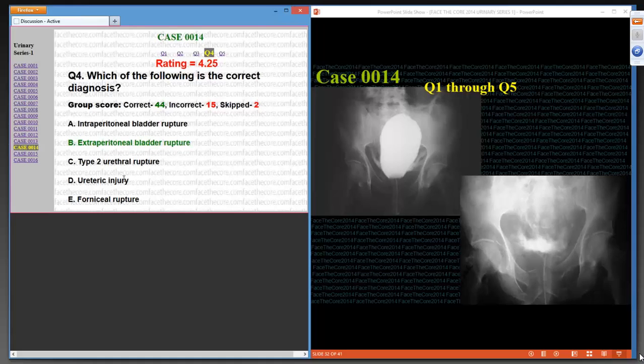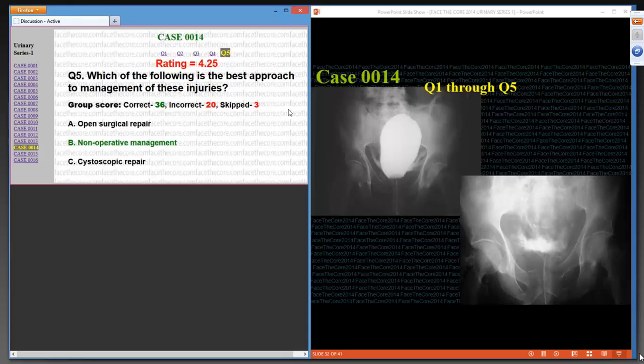It is not a type 2 urethral rupture that occurs down below here. There's no contrast here, no extravasation of contrast from that. What you're seeing is just the urinary bladder with trauma. It is not ureteric injury, and it is not a forniceal rupture. That would be much higher, and contrast would be in the kidneys.